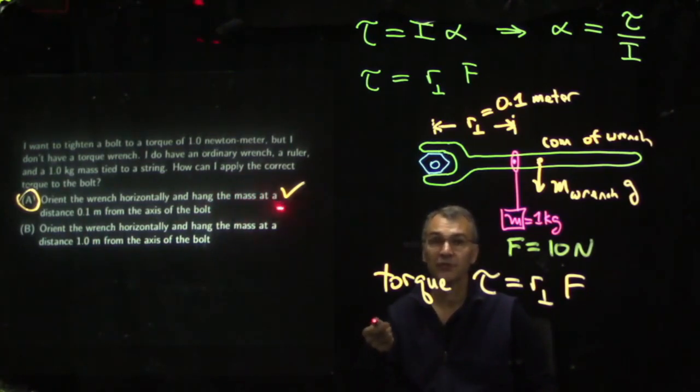The torque is the force times the lever arm. The force in this case is the weight, not the mass, but the weight. So the weight is the mass times little g. And then we take that weight and multiply it by the lever arm, and that gives us the torque.